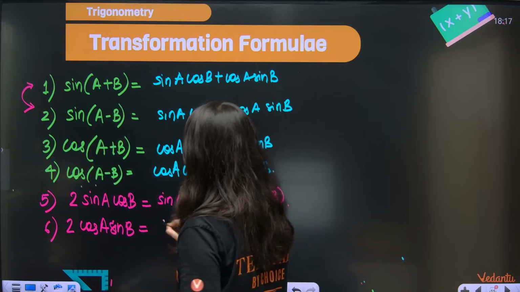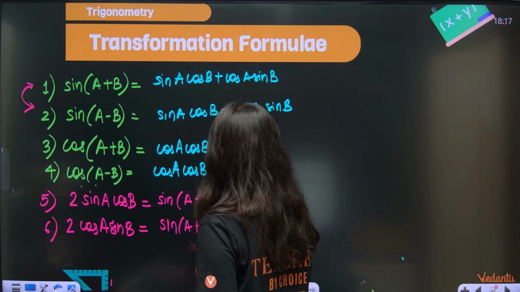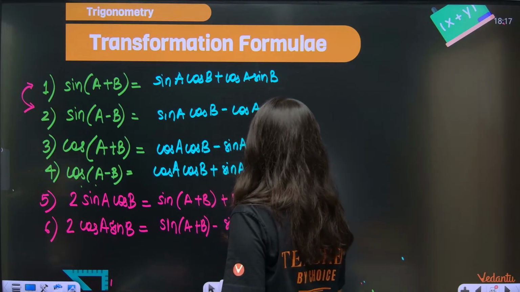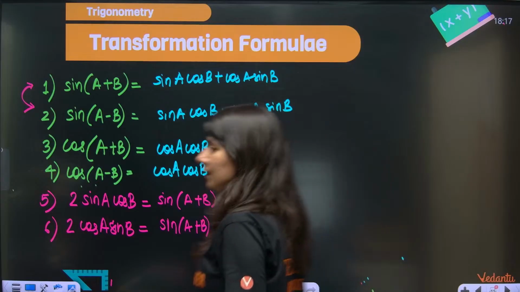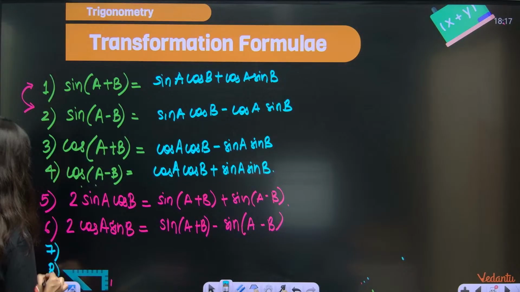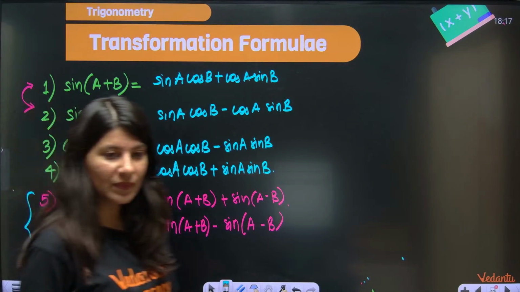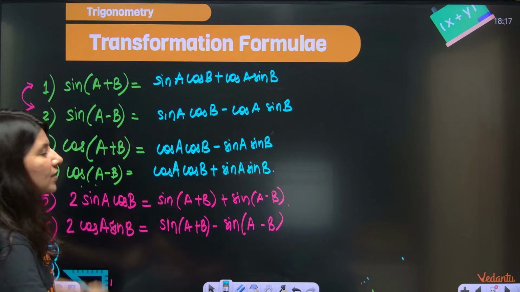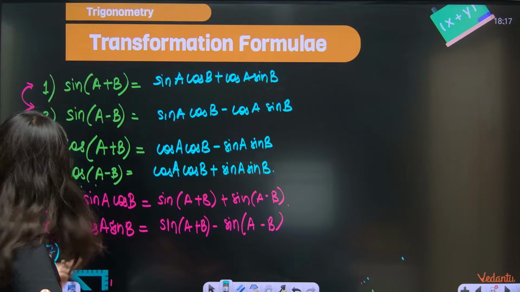So 2 cos A sine B is sine A plus B minus sine A minus B, since we are doing 1 minus 2, just the minus sign difference will be there. These 4 formulas I am just writing in one go. This is actually product to sum.